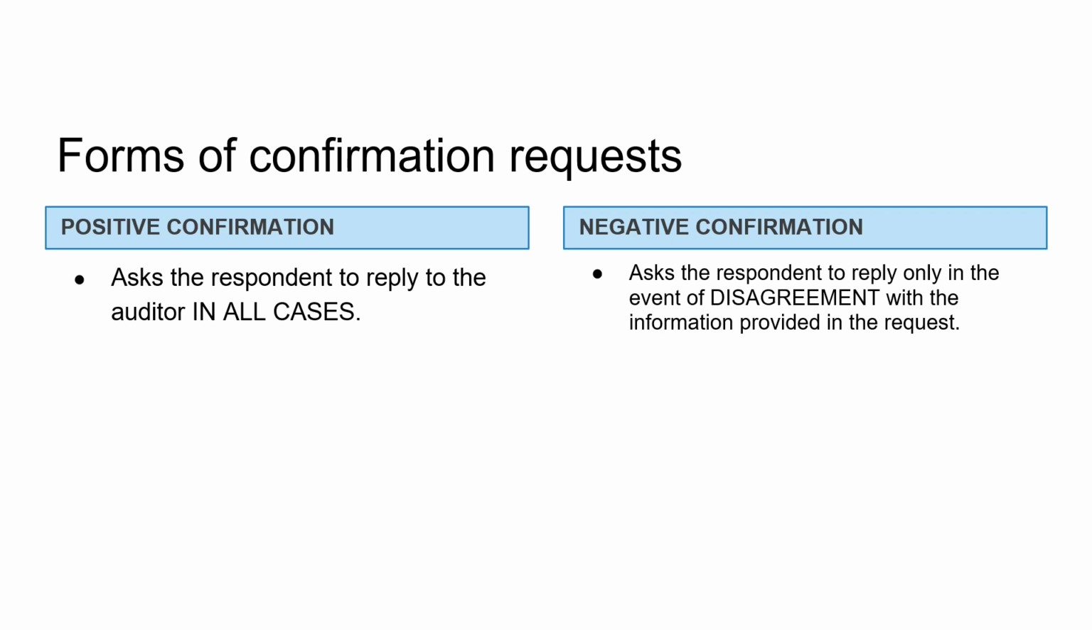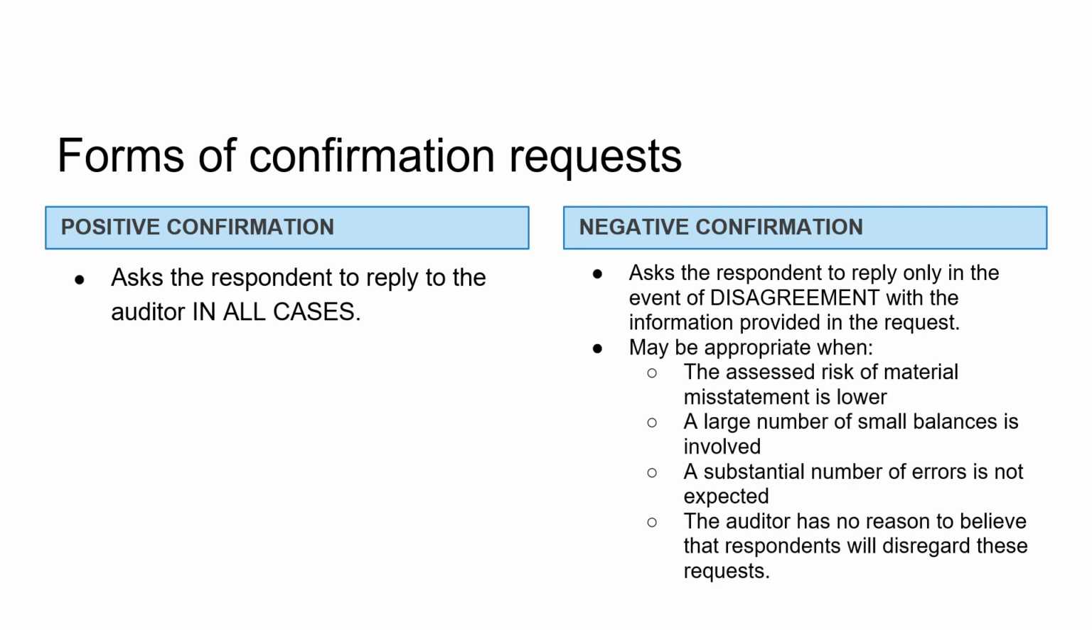Therefore, under negative confirmation, if we do not receive any response, then we would assume that the information is correct, right? With this, you will notice that there is a higher risk associated with using negative confirmation because we cannot just readily assume that a non-response means everything is okay, right? What if the respondent did not receive the confirmation letter? What if the respondent received it but did not read it? What if the respondent does not exist at all? That's why the respondent didn't reply. So there are certain conditions where negative confirmation may be used, okay?